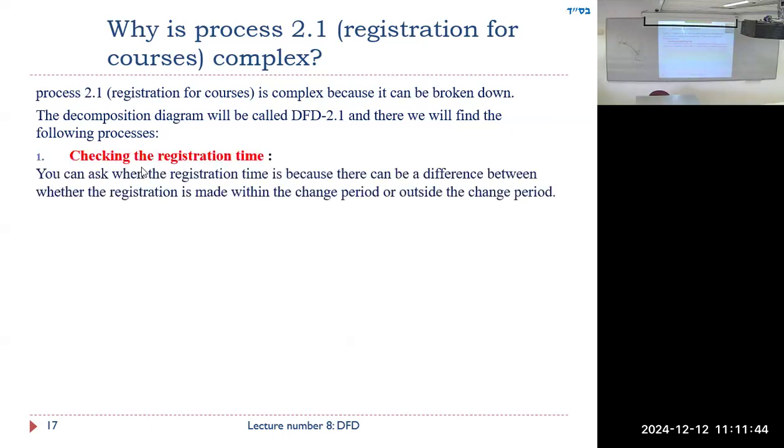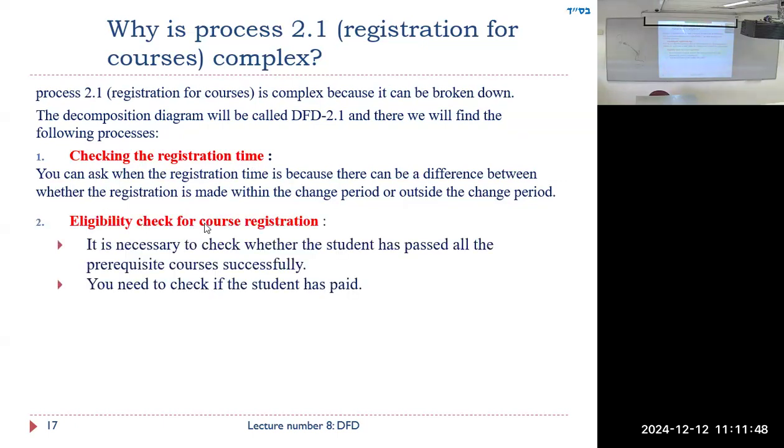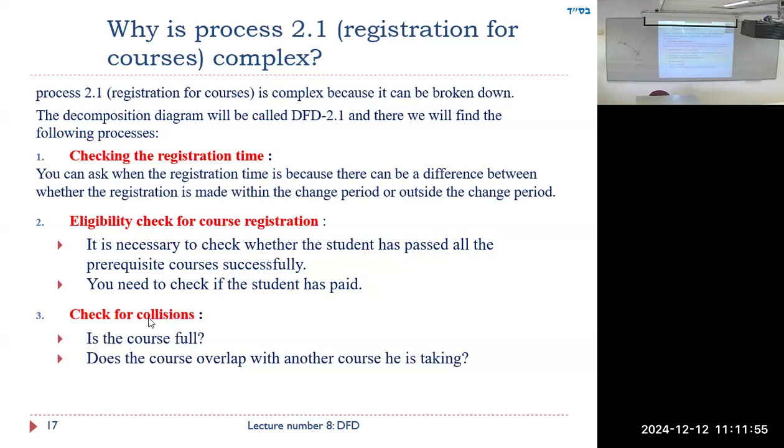And we might find checking the registration time, and an eligibility check for the course. Did you have all the prerequisites? Have you paid? Check for collision. Is the course full? Maybe you can't register for it. Does the course overlap with another course he's taking? These are all the actual steps in registering for this course, and that will be in DFD 2.1.